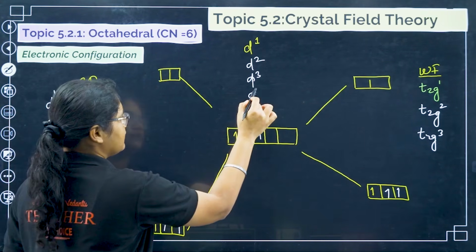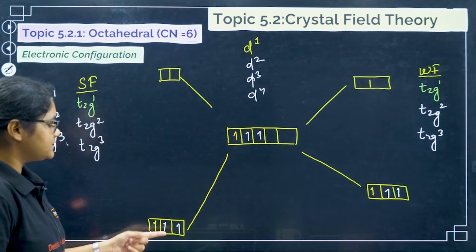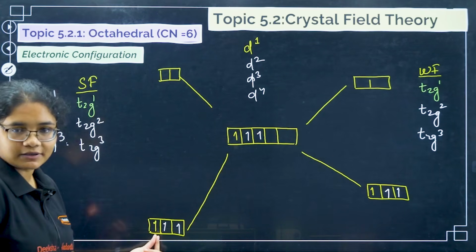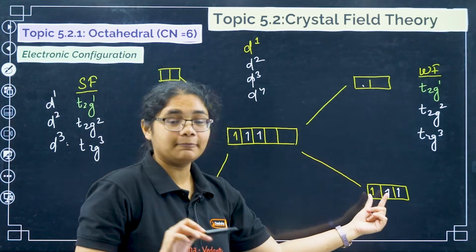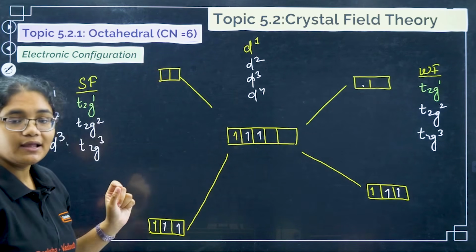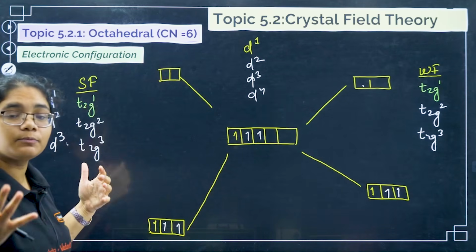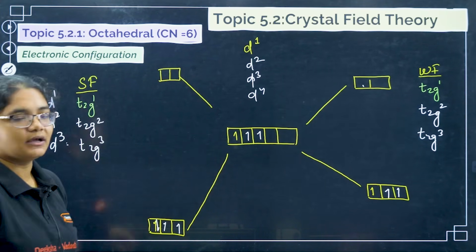Now let's talk about d4. When d4 is there, in this case there is a possibility that the fourth electron can either go here or can pair up here. Here also the possibility is that it can either go to the upper level or it can pair up here. Now see here the energy gap is very high. The electrons need much more energy to go there, and providing that much energy is very difficult. So the electron tries to pair up here.